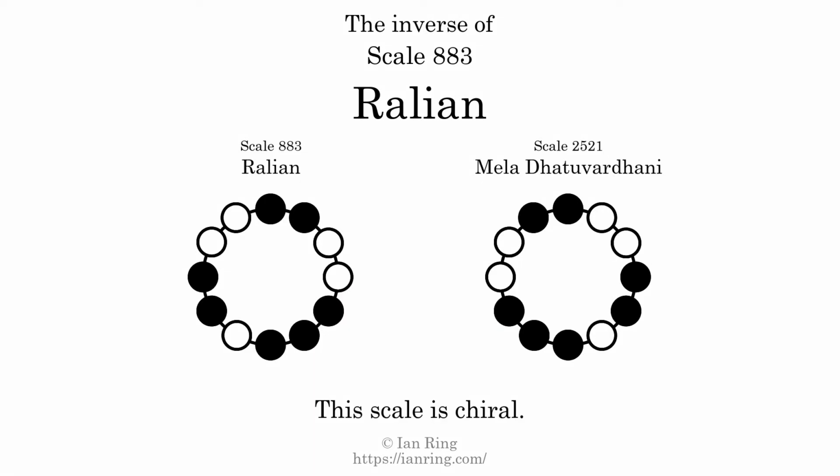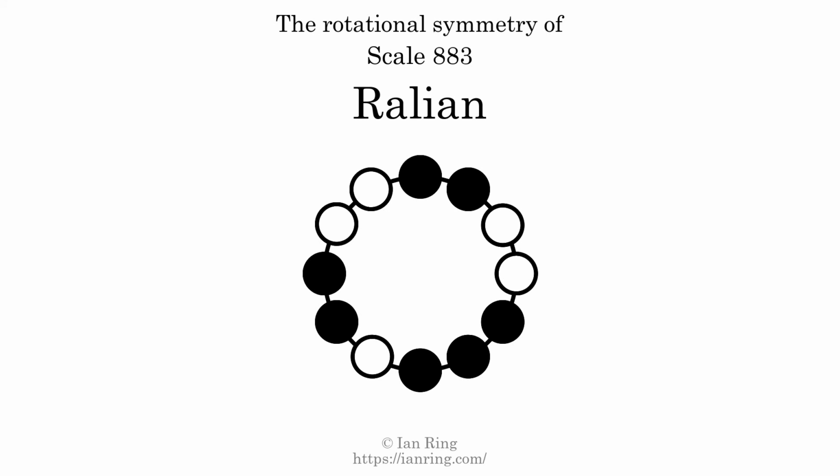The inverse of a scale is a mirror image. It is what you get when the sequence of intervals is reversed. The inverse of this scale is scale 2521, also known as Miladata-Vardhani. This scale is chiral. It cannot transform into its inverse by rotational transformation. This scale has no rotational symmetry.